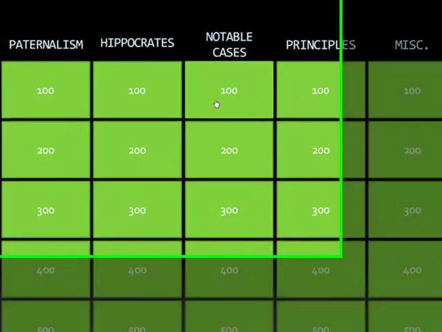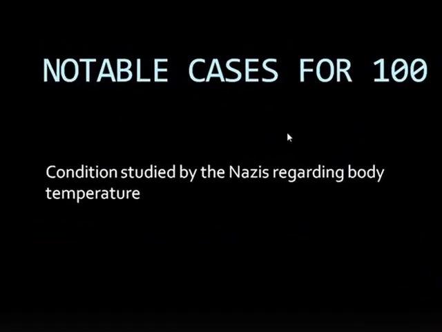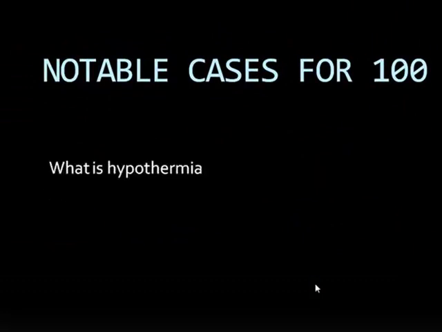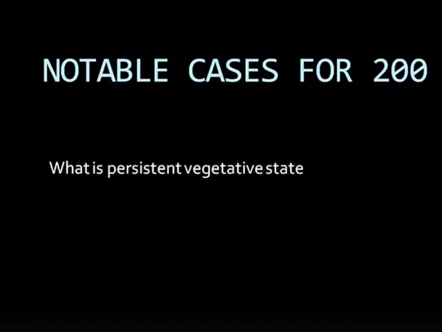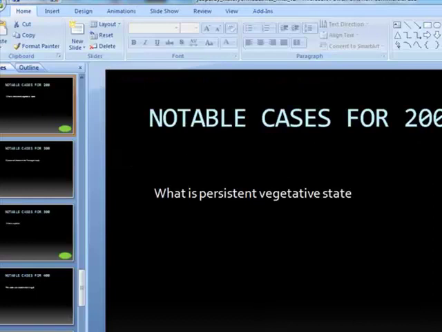We have 5 different categories: paternalism, Hippocrates, notable cases, principles, and miscellaneous. Let's hit notable cases for 100. Conditions studied by the Nazis regarding body temperature. And I'm sure that's hypothermia. What is hypothermia? Then you can keep going. Condition that Nancy Cruzan was in for several years. The answer, what is persistent vegetative state? All of these questions are related to content that the students presented in their teaching module.